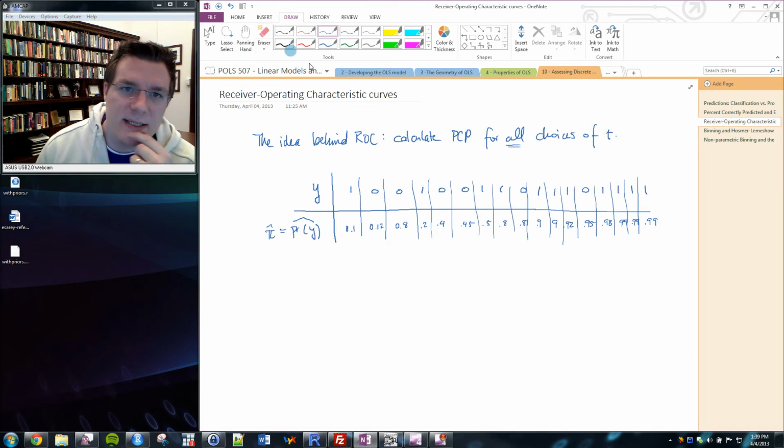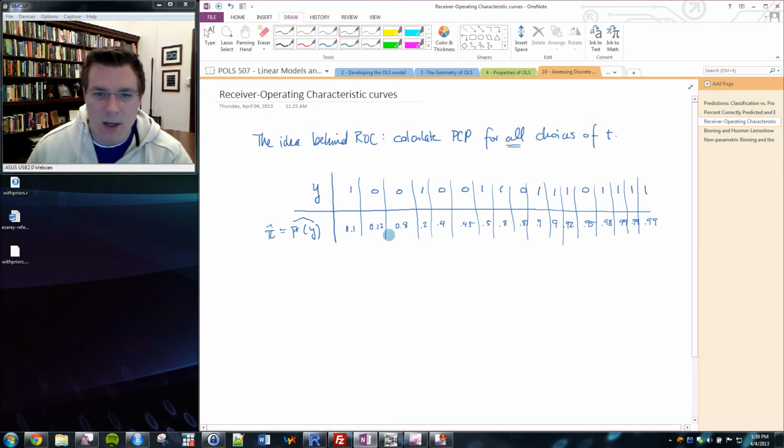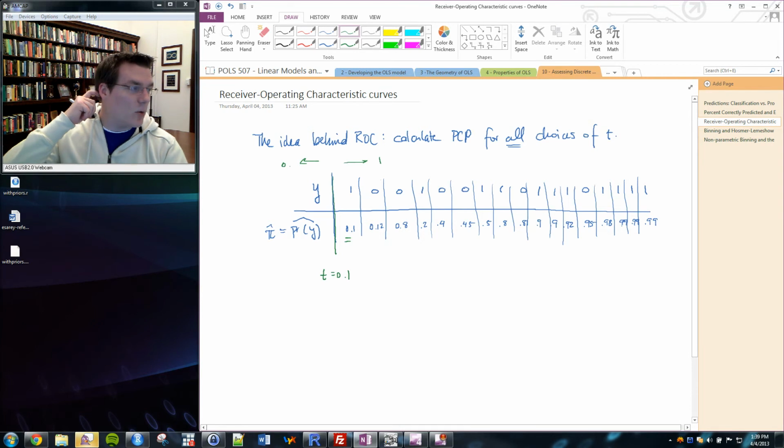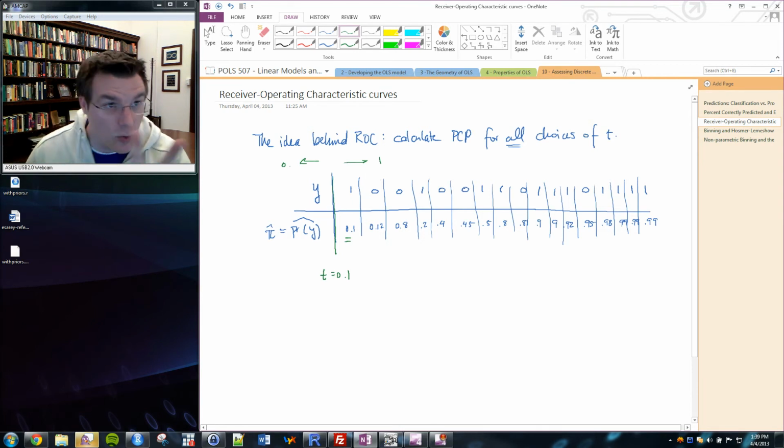And what the ROC does is it says, all right, we're going to classify some cases as zeros and some cases as ones. We'll start with the lowest probability right here, 0.01. So the first threshold probability is 0.01. Classify all these as ones and all these as zeros. And then it records two values: the true positive rate and the false positive rate.